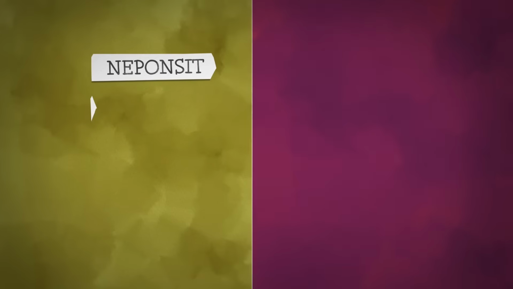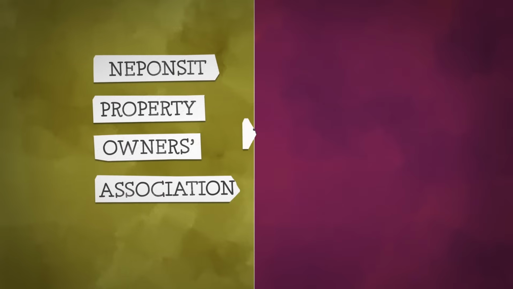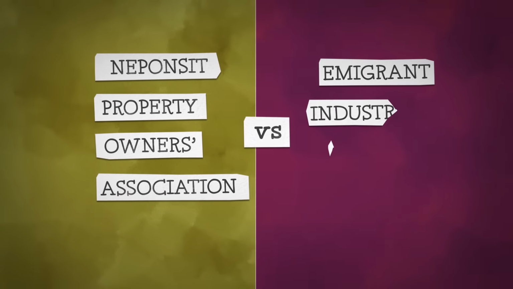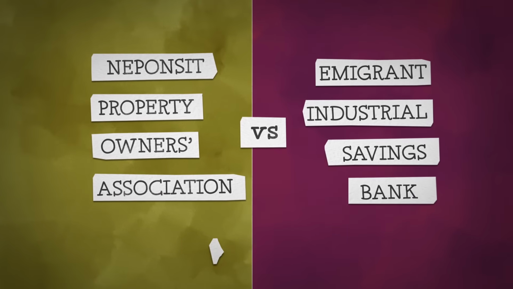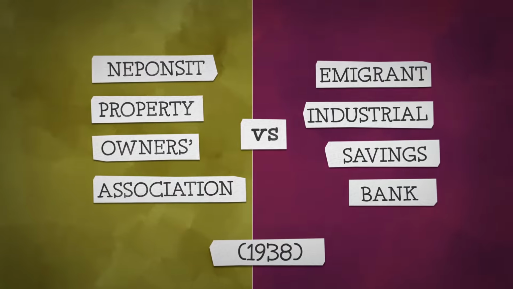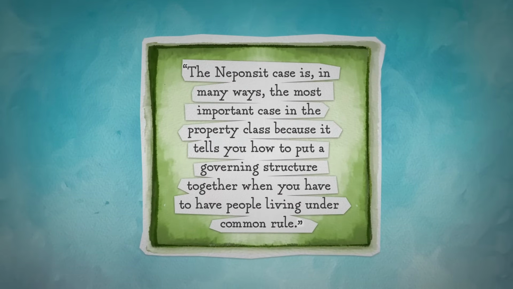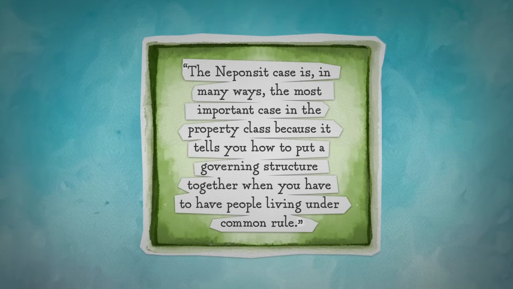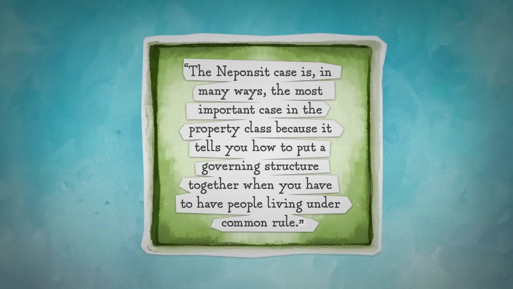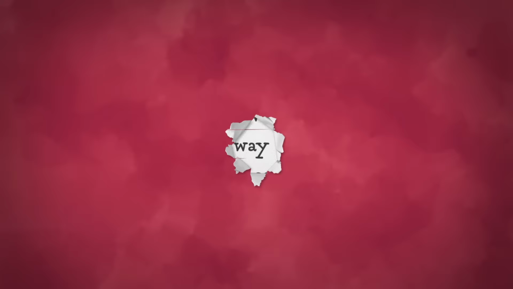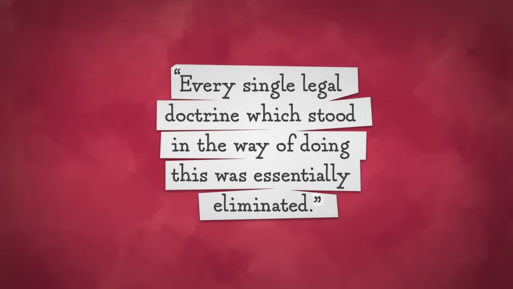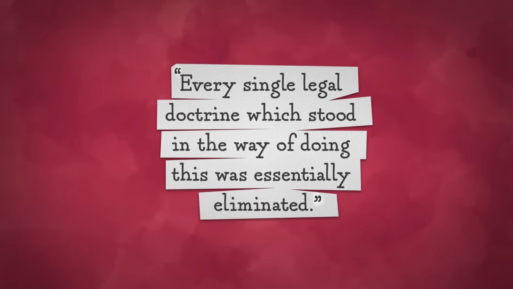The best case which deals with this is a case called Neponsit, and it's concerned with the governance structures of planned unit communities, which essentially are a development of modern times. The Neponsit case is in many ways the most important case in the property class because it shows you how to put a governance structure together when you have to have people living under common rule. And every single legal doctrine which stood in the way of doing this was essentially eliminated.